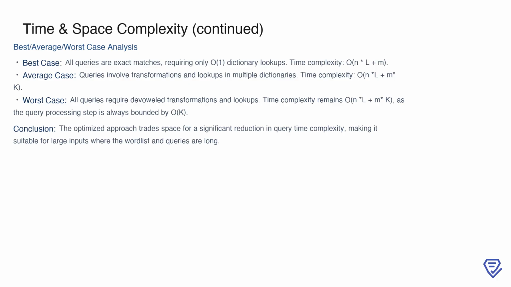In the average case, queries require transformations and lookups in multiple dictionaries, resulting in a time complexity of O(n*L + m*K). In the worst case, every query involves devoweled transformations and lookups, but the time complexity remains O(n*L + m*K), since the query processing step is consistently bounded by O(K). Overall, the optimized approach demonstrates a significant reduction in query time complexity by leveraging additional space, making it highly effective for scenarios with large word lists and queries.